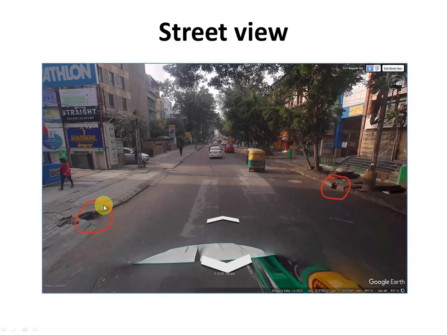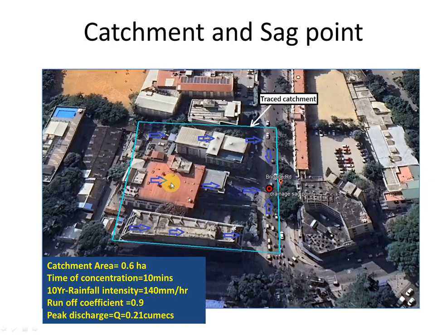So the objective of this video is to design a gully inlet or a catch pit at these locations. For that I need to trace the actual catchment contributing discharge to this location. Here I brought you the hydrology and the sag point. I have approximately traced the catchment, which you can see in cyan color, and the red circle is the drainage sag point where the flood water is accumulating.